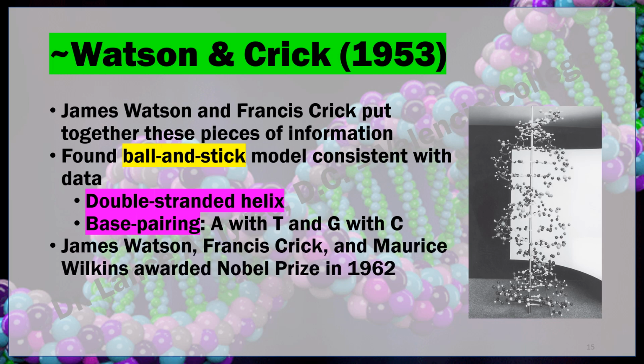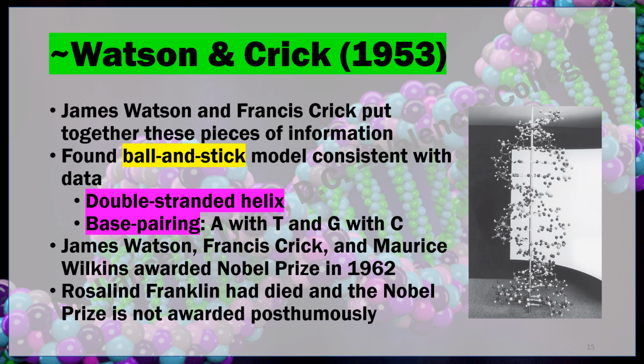Watson and Crick and a man named Maurice Wilkins were awarded the Nobel Prize for this in 1962. Okay, Rosalind Franklin had died, and the Nobel Prize is not awarded to people that have already died. And this was fine with Watson because it was always an argument between Watson and Rosalind, because he hated the fact that Rosalind was a woman and didn't want her to receive any recognition for her contribution whatsoever.